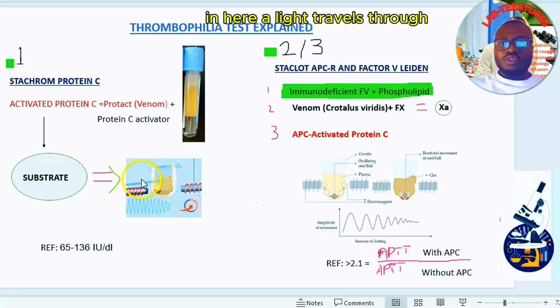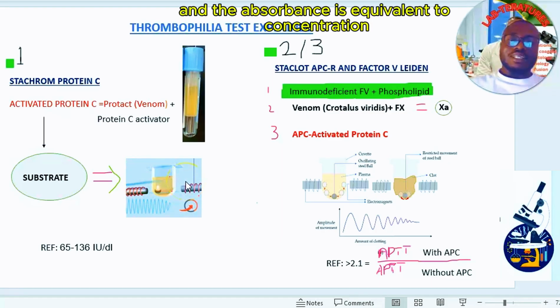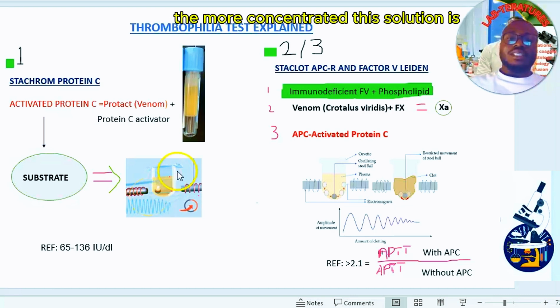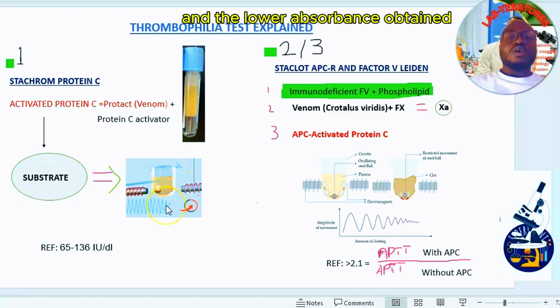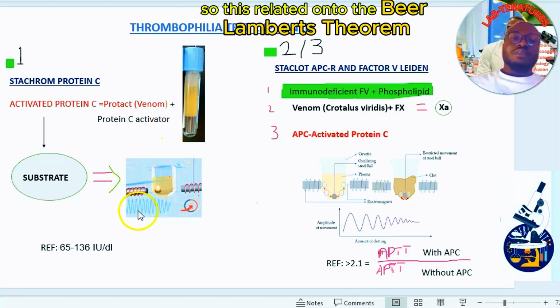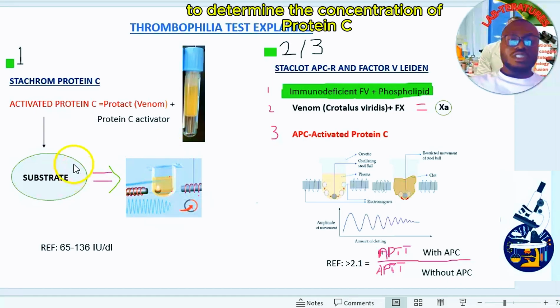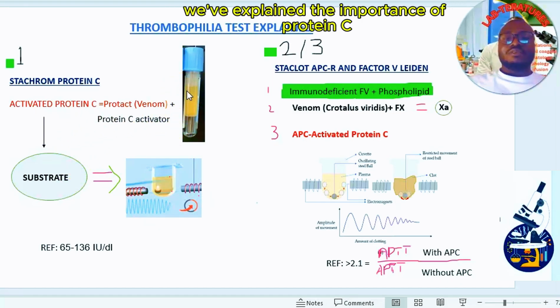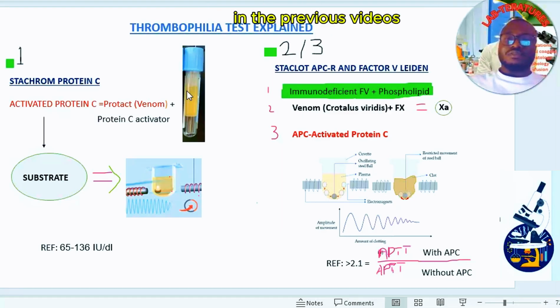A light travels through, and the absorbance is equivalent to concentration. So the more light is absorbed, the more concentrated this solution is, and the lower the absorbance obtained, the less concentrated the protein C found within this. This relates to Beer-Lambert's law to determine the concentration of protein C in the patient's plasma. We are done with that. We've explained the importance of protein C in the previous videos.